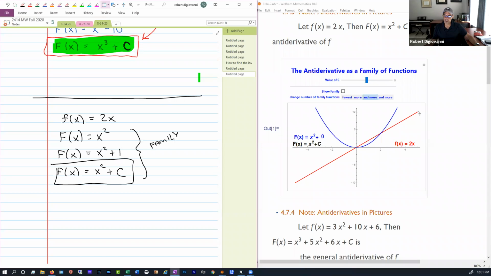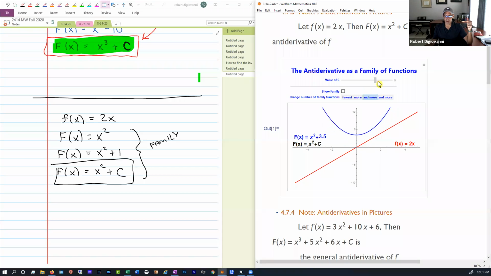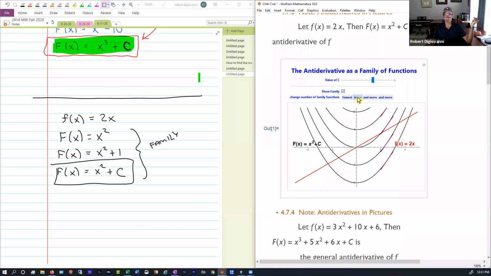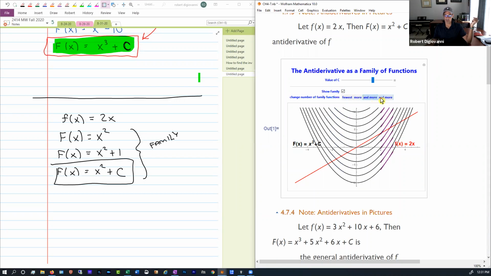Right, that's our general. So all these antiderivatives create a family of functions. What I've done here is I've graphed in red the 2x, that's the little f. And then the blue one is a specific example of an antiderivative of that. And I could move that graph up and down, and any of those would qualify, right? So if I plot a few of them, here's a few more of them, I could have more, and even more. All of those parabolas are antiderivatives of the red one.